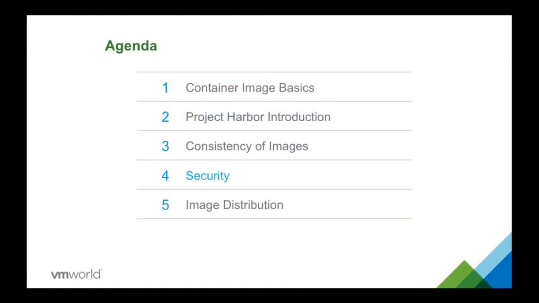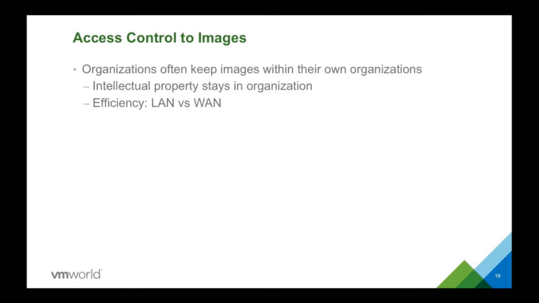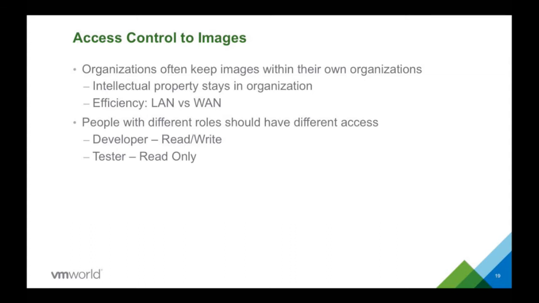The next thing I want to talk about is security. There are many aspects of security for container images. The first is access control. Suppose you are an organization and you don't want to put your image into a public cloud like Docker Hub. Then you will choose to keep your container images within your organization to keep your intellectual property safe, right? A private registry also makes accessing, downloading and pushing more efficient. And after you have a private registry, you can apply access control on it.